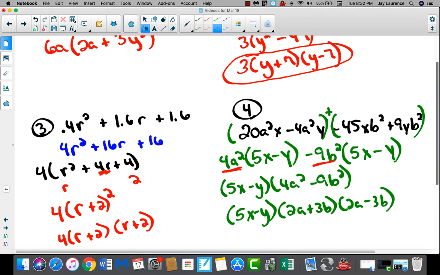And that's it. Homework is, I don't know if it's 8 problems or 10 problems, but it's just different types of factoring where they don't tell you what type to use.